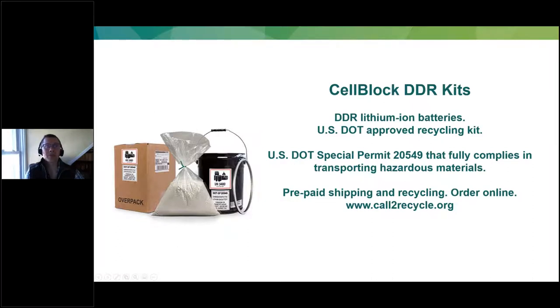We would ship this to you. You drop the battery in, you fill it with this material called cell block, which I'll get to, you seal it, and then UPS, FedEx it, all the labeling you need is right on this. So it's easy, none of that CFR 49 paperwork. You can buy these off of our web store, super easy, but this is how you deal with DDR batteries at your site.